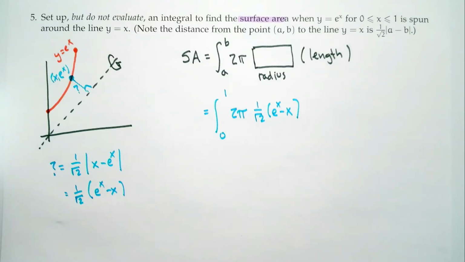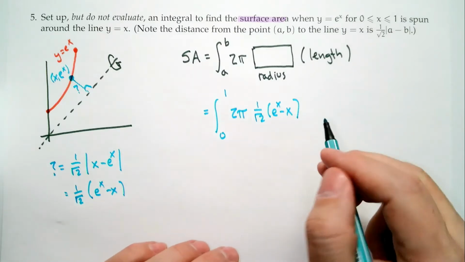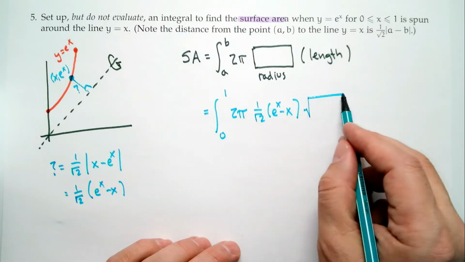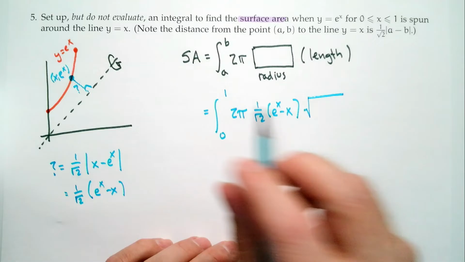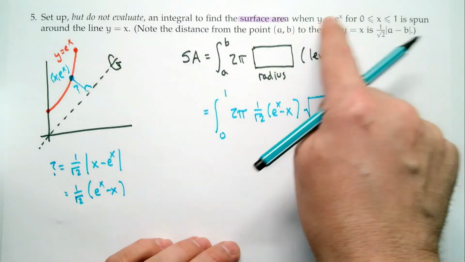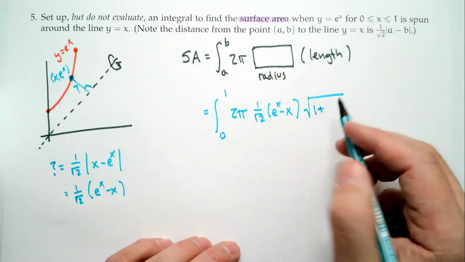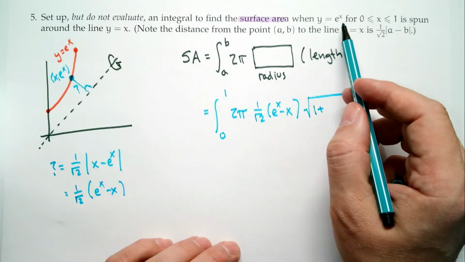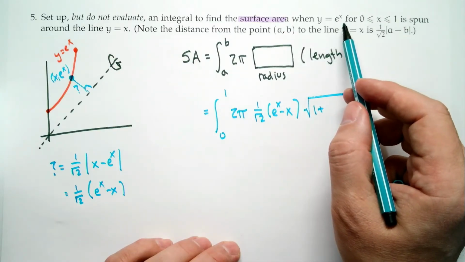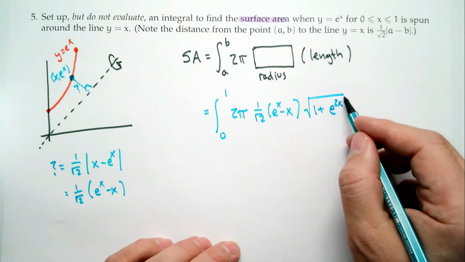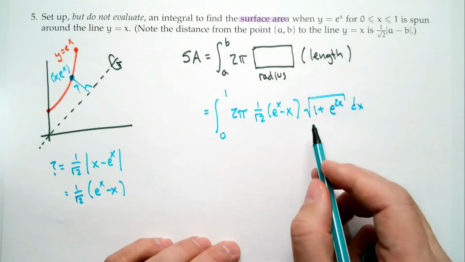Okay, now what do we do for the length? Well, length, we use our length formula. And this is y equals a function of x. So the length will be the integral of the square root of 1 plus f prime of x squared, where the derivative of e to the x is e to the x, and we square that, that becomes e to the 2x, dx. So this is our length.